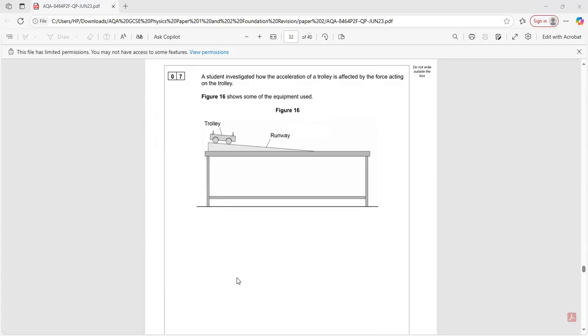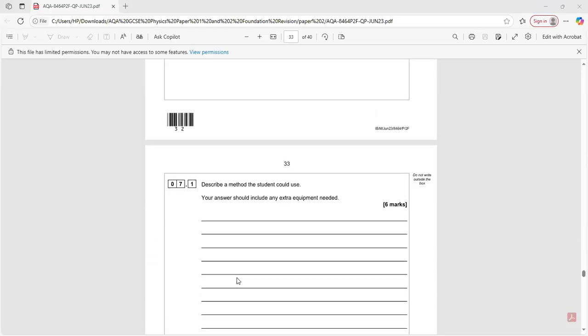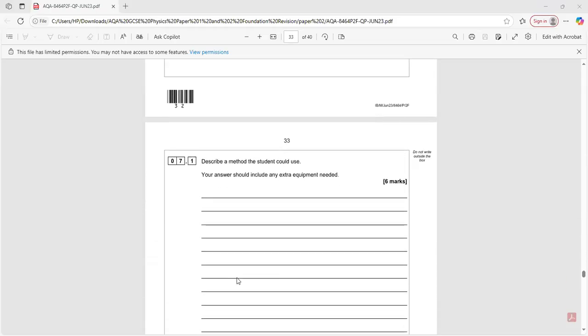A student investigated how the acceleration of a trolley is affected by the force acting on the trolley. It shows some of the equipment used. So the question is this: describe a method the student could use. Your answer should include any extra equipment needed.